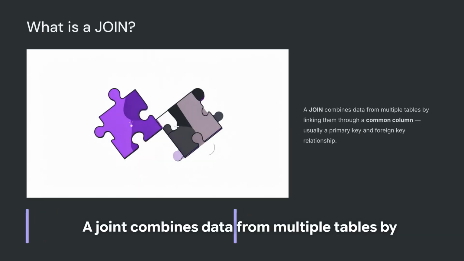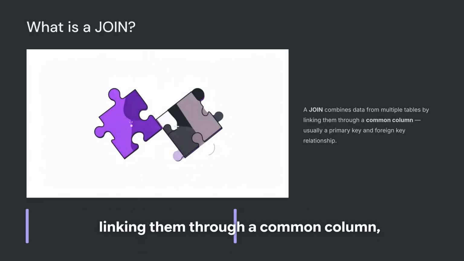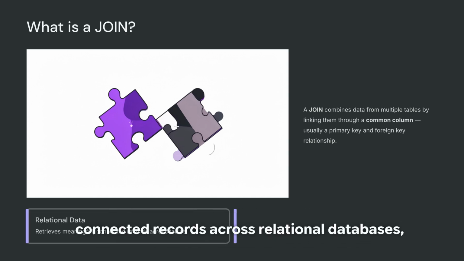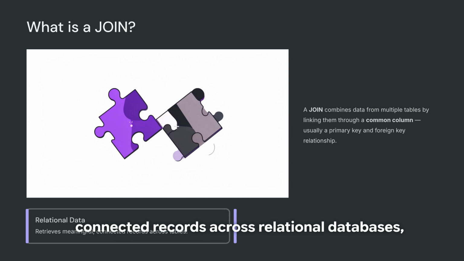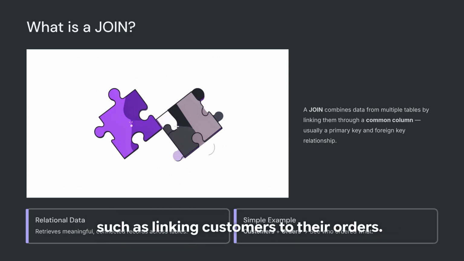A join combines data from multiple tables by linking them through a common column, usually a primary key and foreign key relationship. This is essential for retrieving meaningful, connected records across relational databases, such as linking customers to their orders.